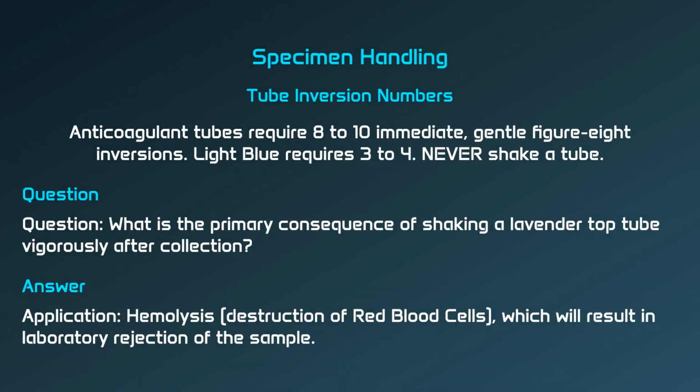Specimen handling: tube inversion numbers. Anticoagulant tubes require 8 to 10 immediate gentle figure 8 inversions. Light blue requires 3 to 4. Never shake a tube. Question. What is the primary consequence of shaking a lavender top tube vigorously after collection? Answer. Application: hemolysis, destruction of red blood cells, which will result in laboratory rejection of the sample.